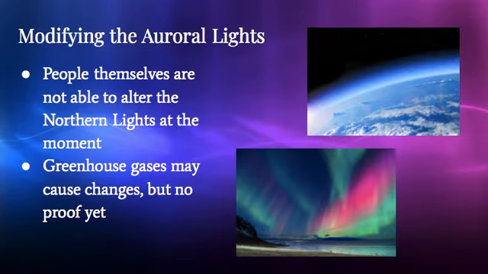Since the northern lights are caused by interactions in the magnetic field, people would not be able to alter the lights right now. Greenhouse gases would be the only way that humans could possibly affect them. These greenhouse gases would affect what color the northern lights would be due to the increased concentration levels of different molecules. Currently, there is no evidence that greenhouse gases have affected the lights right now.